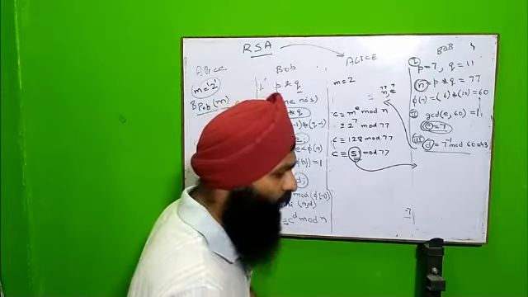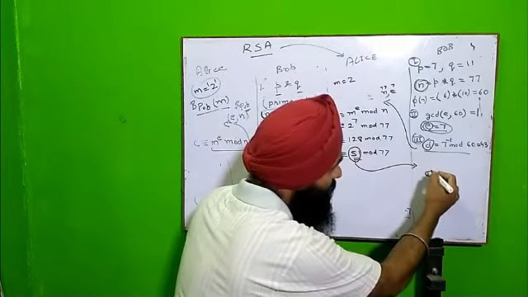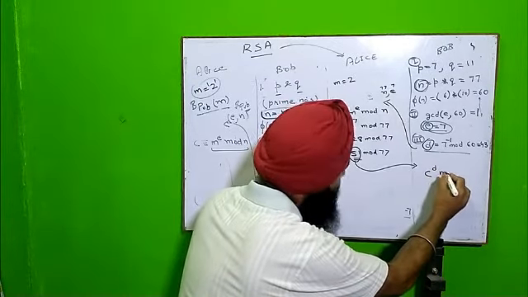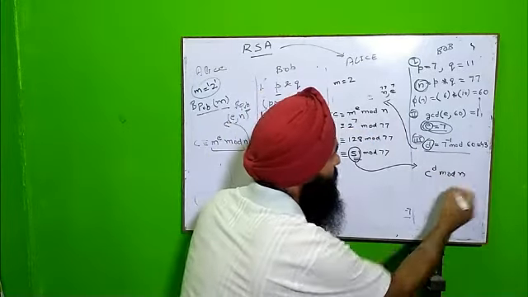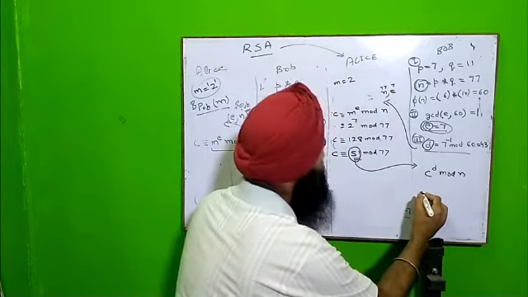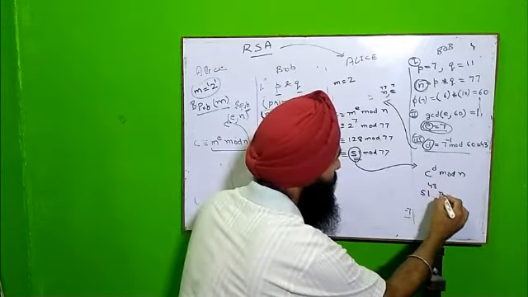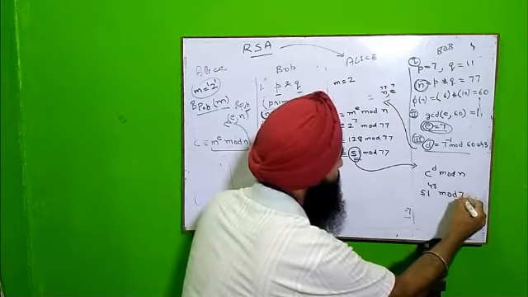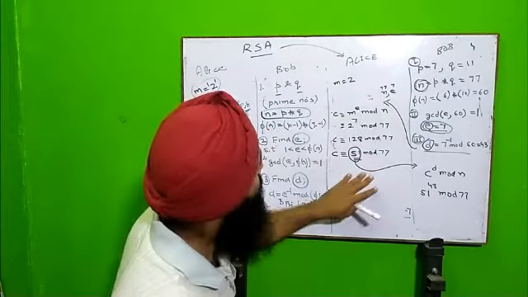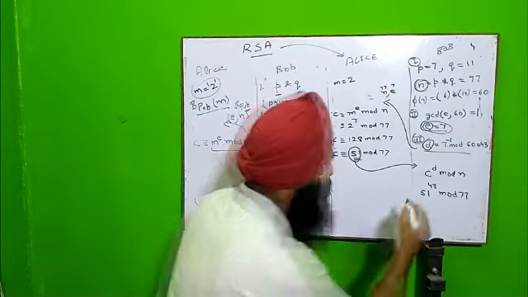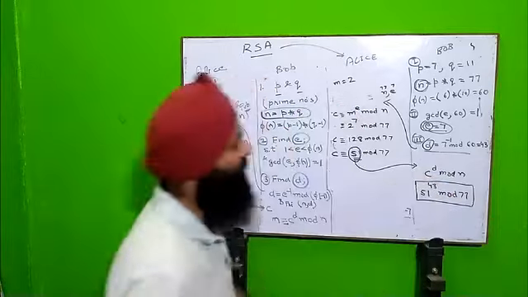So how is Bob going to decrypt the message? That would be C raised to power d mod n. So what is C? C is 51, so 51 raised to power 43 mod 77. Now this thing we are going to compute.